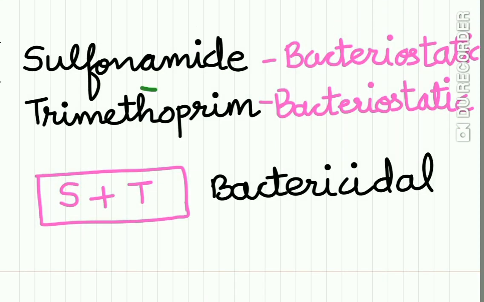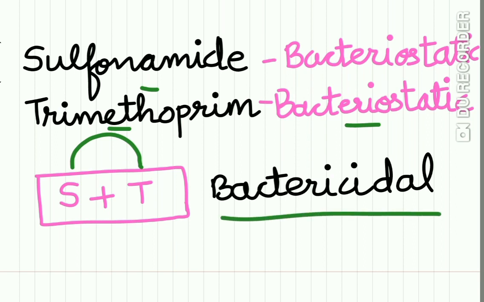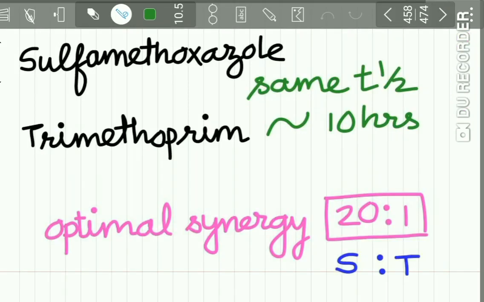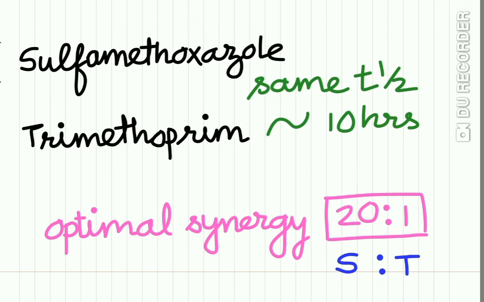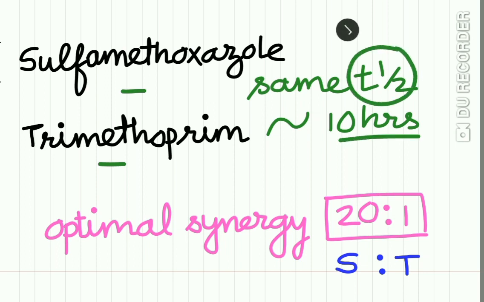Now, sulfonamide when used alone is bacteriostatic. When trimethoprim is used alone, it is also bacteriostatic. But a combination of sulfonamide and trimethoprim, that is the Cotrimoxazole, is bactericidal. Now, sulfonamides and trimethoprim both have the same half-life, that is around 10 hours. So, they are combined together.